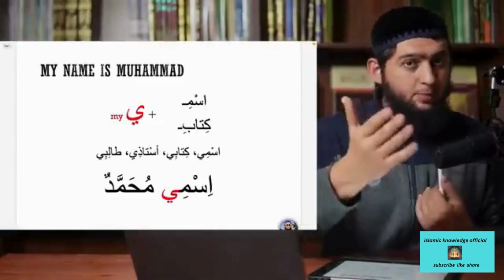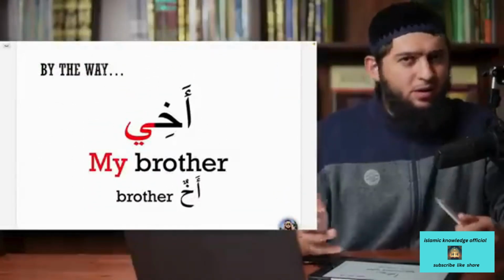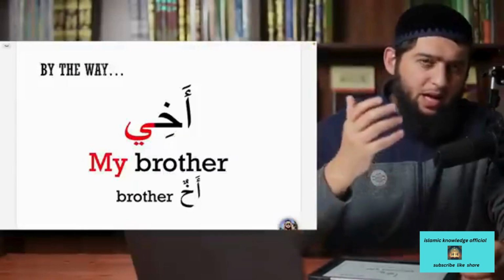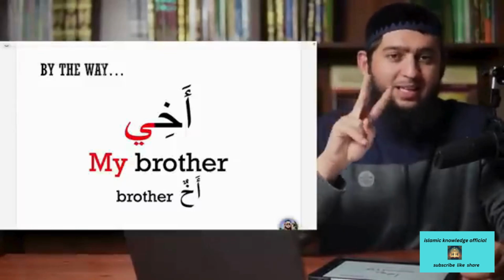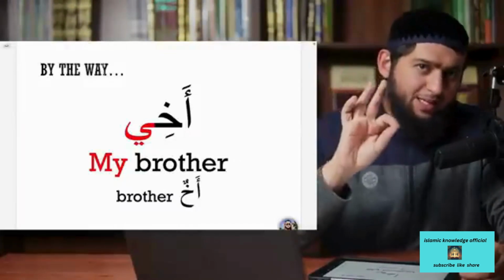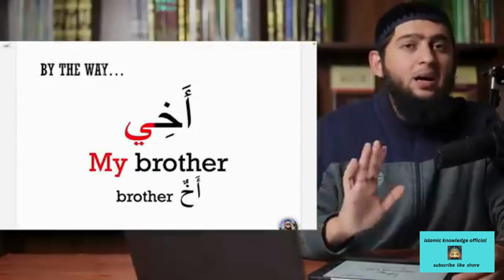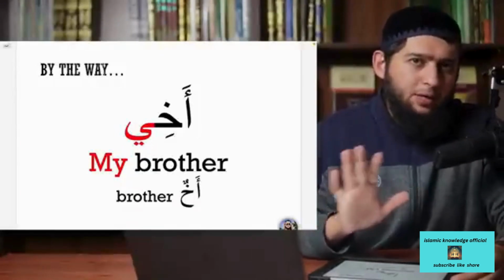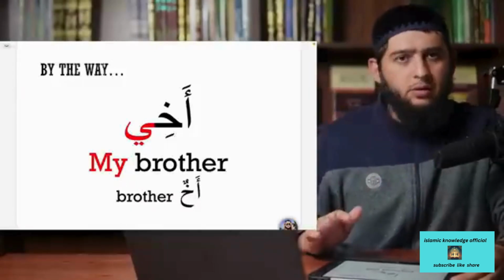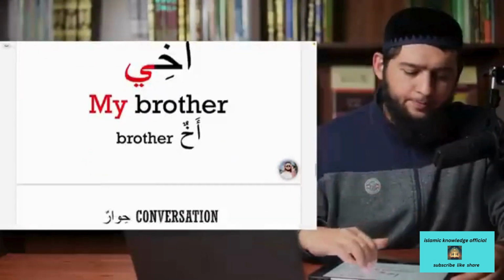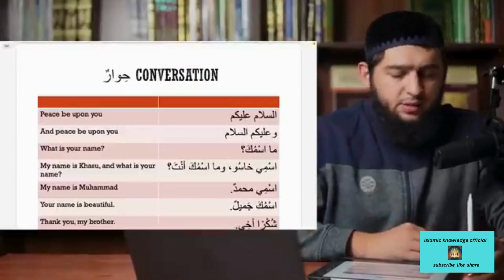Ismi khasu. Masmuka. And by the way, I think all of you know akhi. Akhi means my brother. And in Arabic, akhi is two words. Akhi, my brother. But brother is akh or akhun. Akh Muhammad. Akh Ahmad. Akh Umar. Akhi, my brother. Okay? So look at this short conversation.